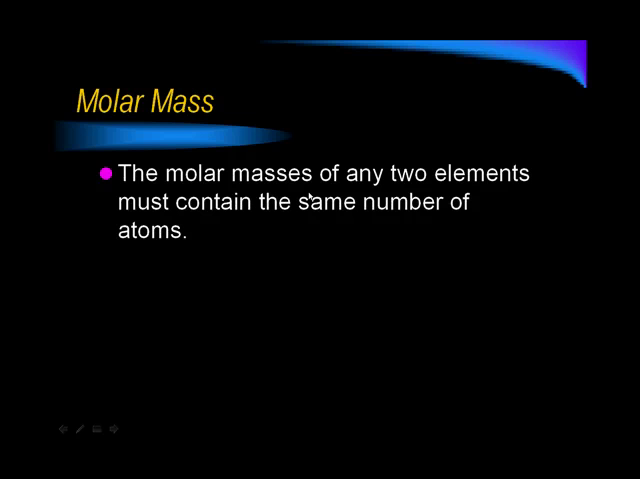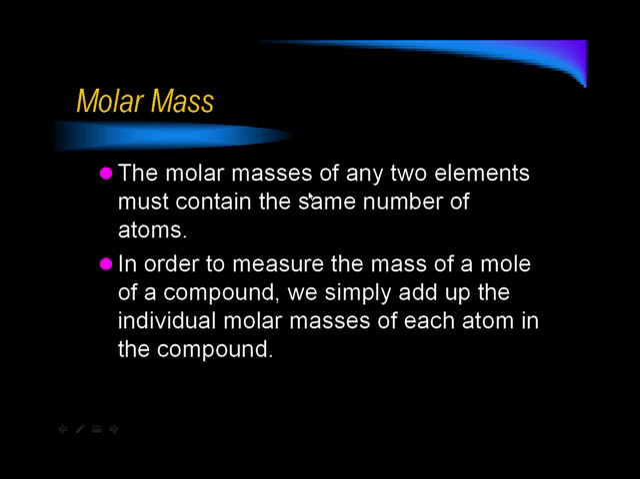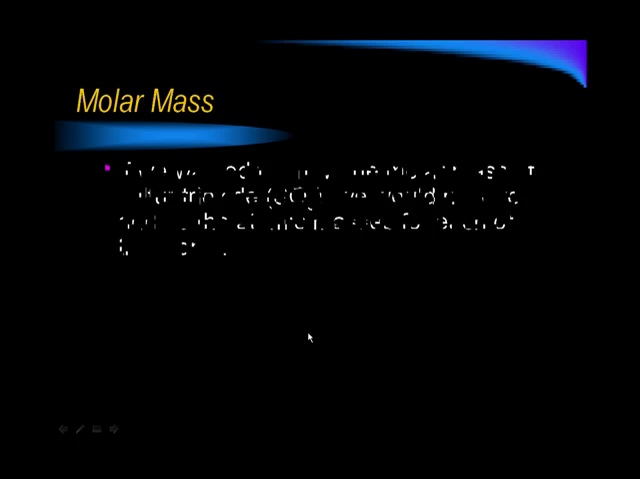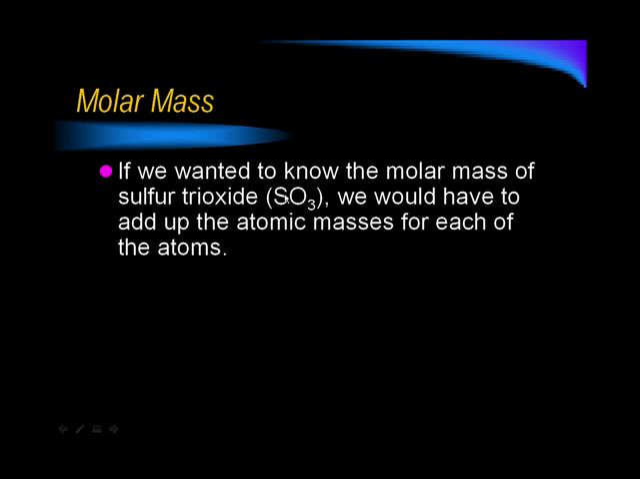Now, the molar masses of any 2 elements must contain the same number of atoms. That's what I was talking about on the other slide. Now, if we want to measure the mass of a compound, not just an element, we simply add up the individual molar masses of each atom in the compound. So if we want to know the molar mass of sulfur trioxide here, we have to add up the atomic masses for each of the atoms.